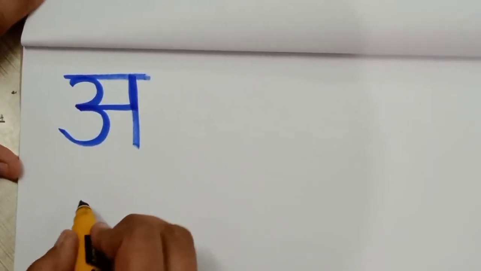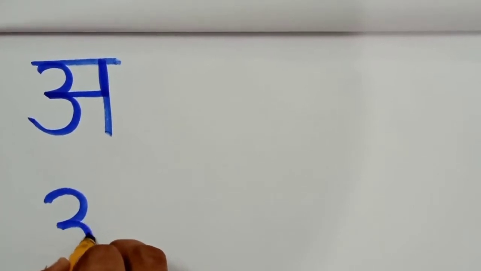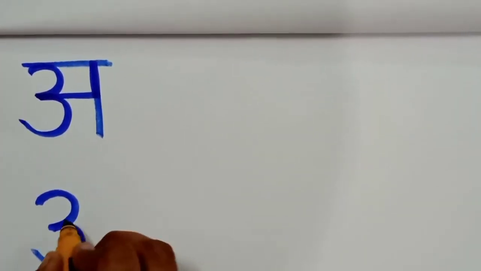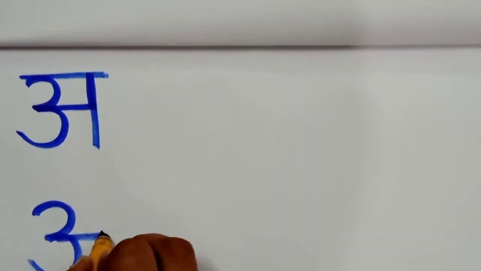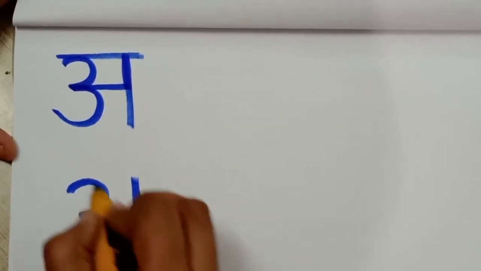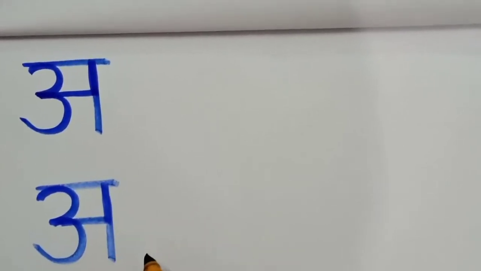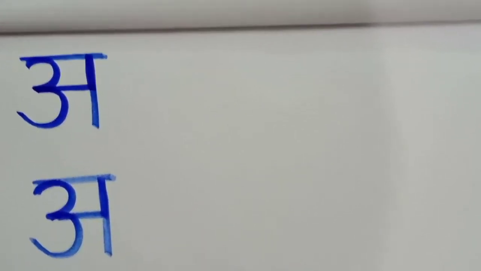Let's see again how to write it. Put a curve like this. Again one more curve below that. From the middle one sleeping line. Go up and bring it down. Up, draw a sleeping line. This is letter A. A say anar.